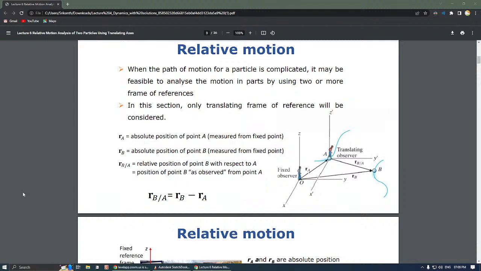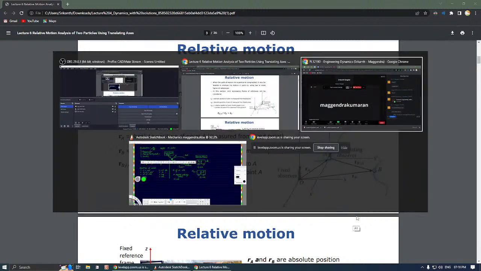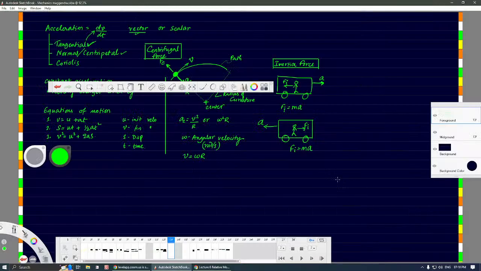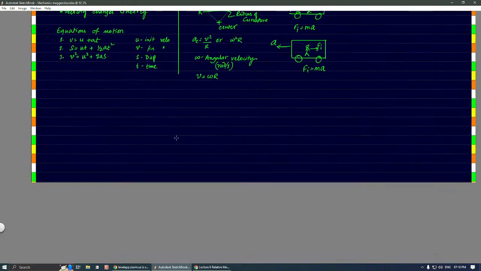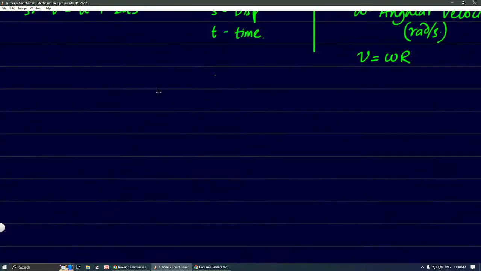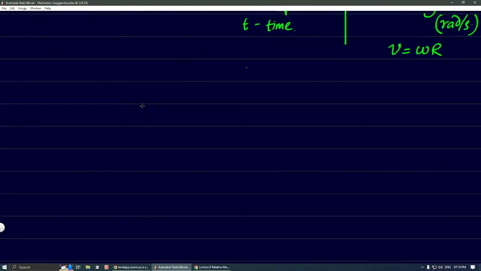A simple example. Let's start with a very simple example, then we'll complicate it. Let's say we have a road here, and two cars are moving. This one is moving with some velocity v1, and this one is moving with some velocity v2. And there are people in both of them, right?